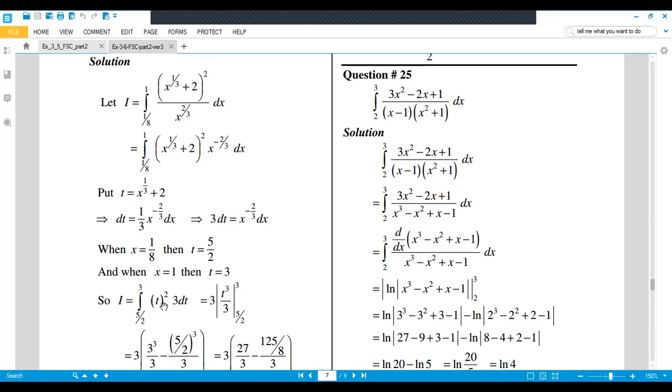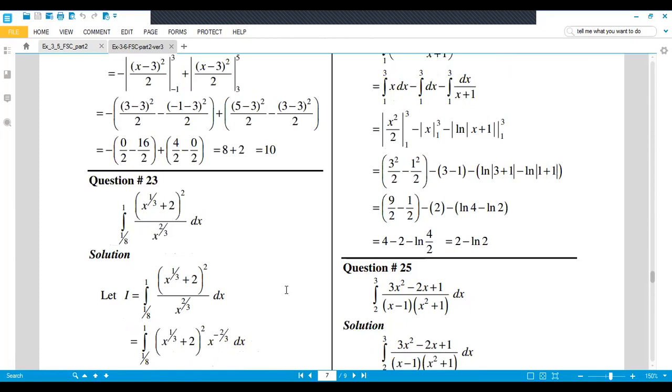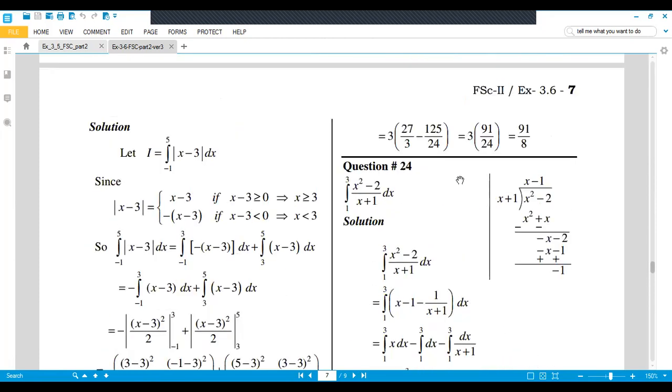Now the integral of t square is t cube divided by 3. Now in place of t you put 3 and then minus 5 over 2, each to the power 3, and you solve it. 3 cube is 27 and 5 cube is 125 over 8. So we get 125 over 24. We take the LCM, 91 over 24, 3 8s are 24, so 91 over 8.